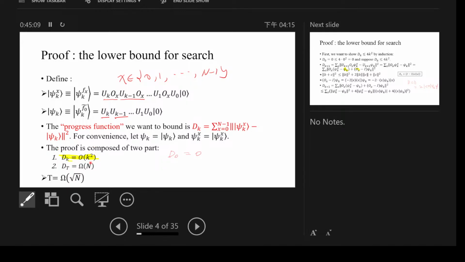This part is where we actually deal with the oracle, and the other part is a bit of quantum information theory, but doesn't have that much to do with complexity theory. That's just some measurement probability thing. But any questions on the core part of the proof? This is where we bound the progress function with the number of oracle calls. So d_k is order k squared.